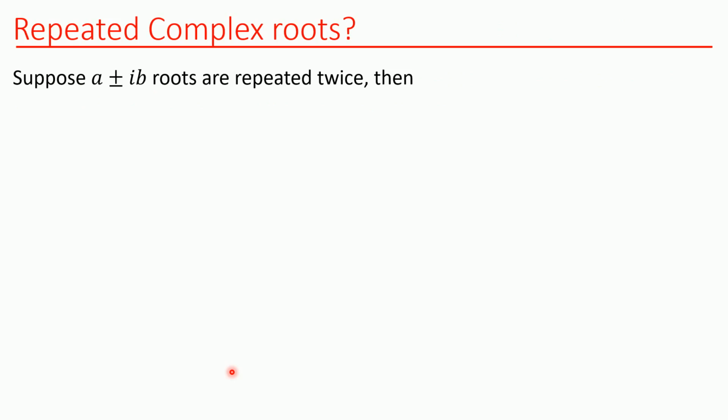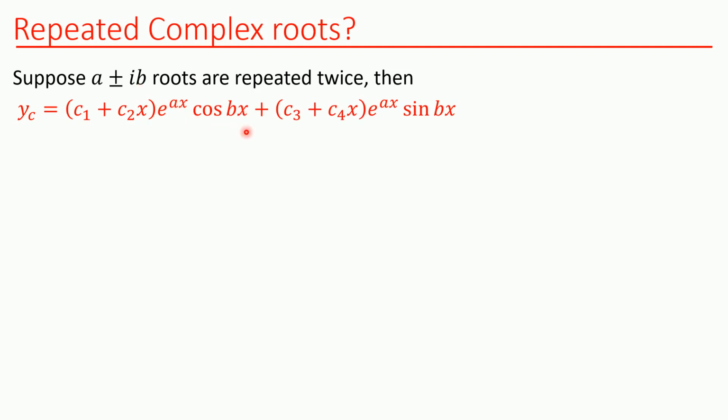Now we have a plus ib repeated two times. In that case, it is the same as repeated real roots, because a plus ib is two times and a minus ib is two times. That means there are four roots, so we should get four arbitrary constants. So yc we can directly write: it is c1 plus c2x, e raised to ax, where a is the real part, cos of bx, where b is the imaginary part, plus c3 plus c4x into e raised to ax sin bx. So this is how we find the complementary function for repeated complex roots.